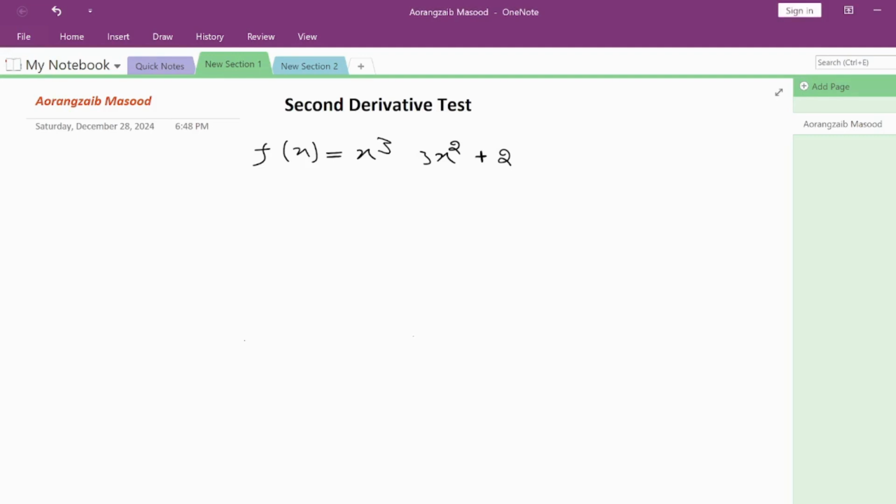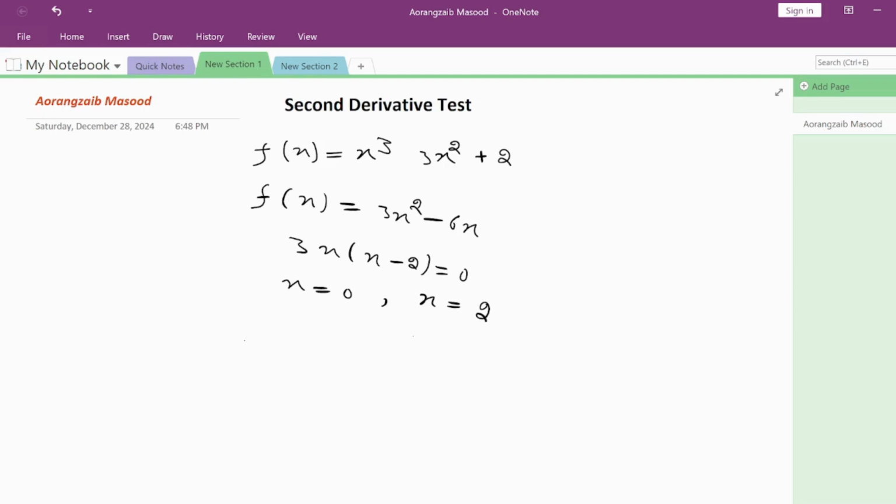Now let's see the second derivative test in action. We will use the function f(x) equals x cubed minus 3x squared plus 2. Now in step 1, find the critical points. First we will find the derivative, which will be f'(x) equals 3x squared minus 6x. Now solve for f'(x) equals 0, which will be 3x times (x minus 2) equals 0. So the critical points are x equals 0 and x equals 2.